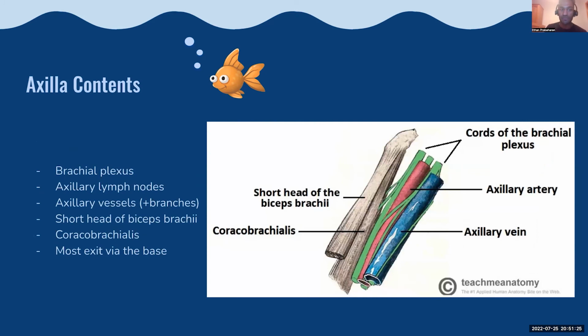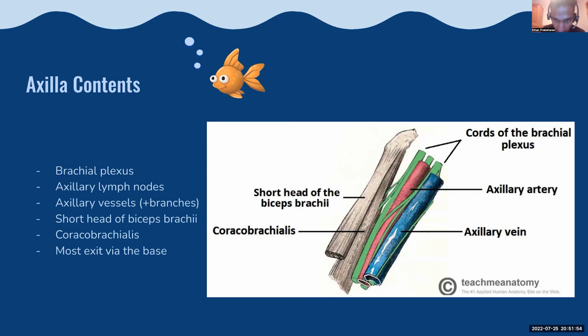So those are the borders, and the reason it's important is it transmits a bunch of really important structures, right? So the brachial plexus goes through the axilla. The axillary lymph nodes, which we'll talk about, are in the axilla. The axillary vessels, so your arteries, veins, and any branches are there. The short head of biceps brachii, talk about biceps next week, and the coracobrachialis, which is another muscle we'll talk about next week. They're all in this axilla.